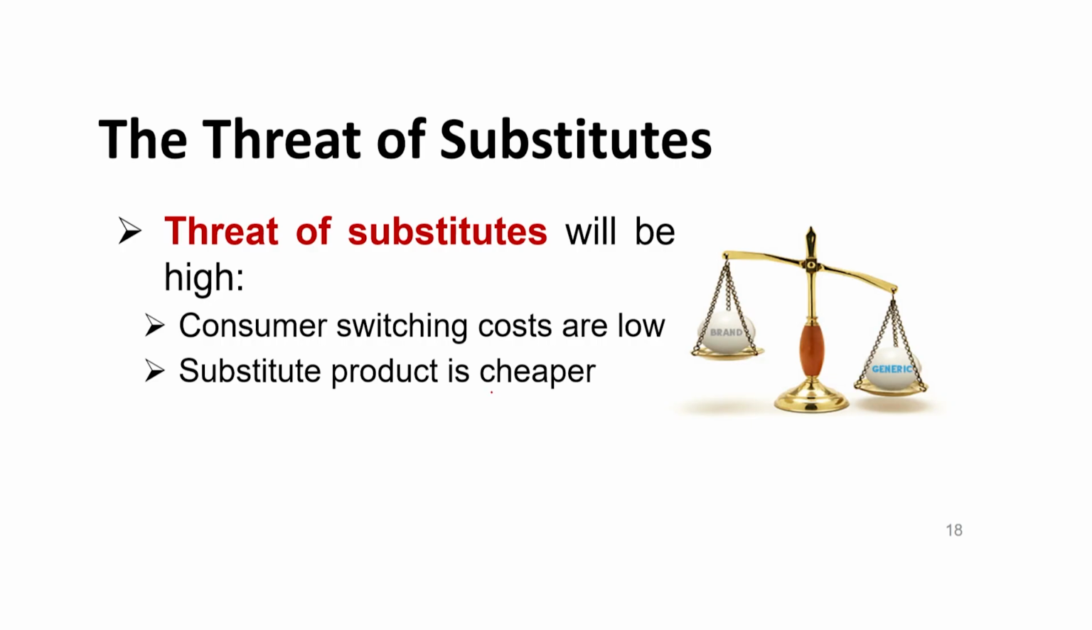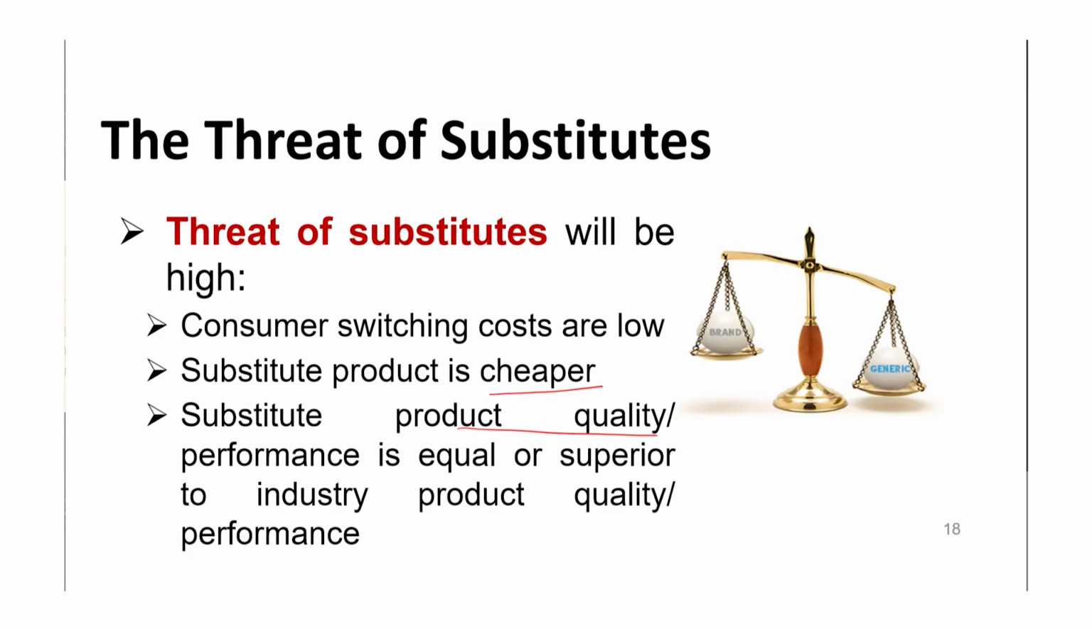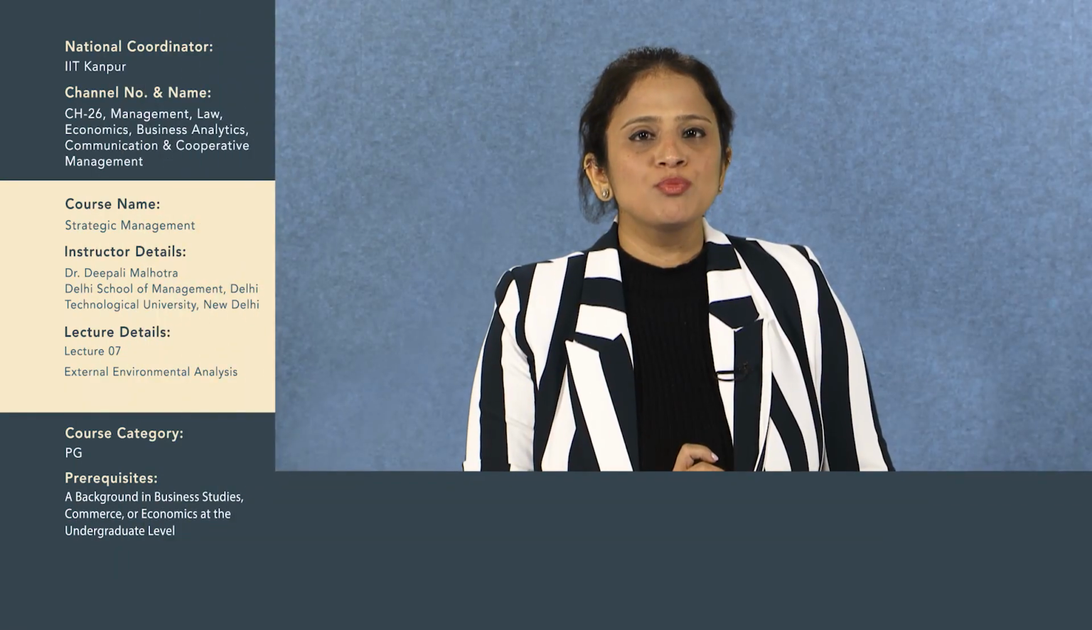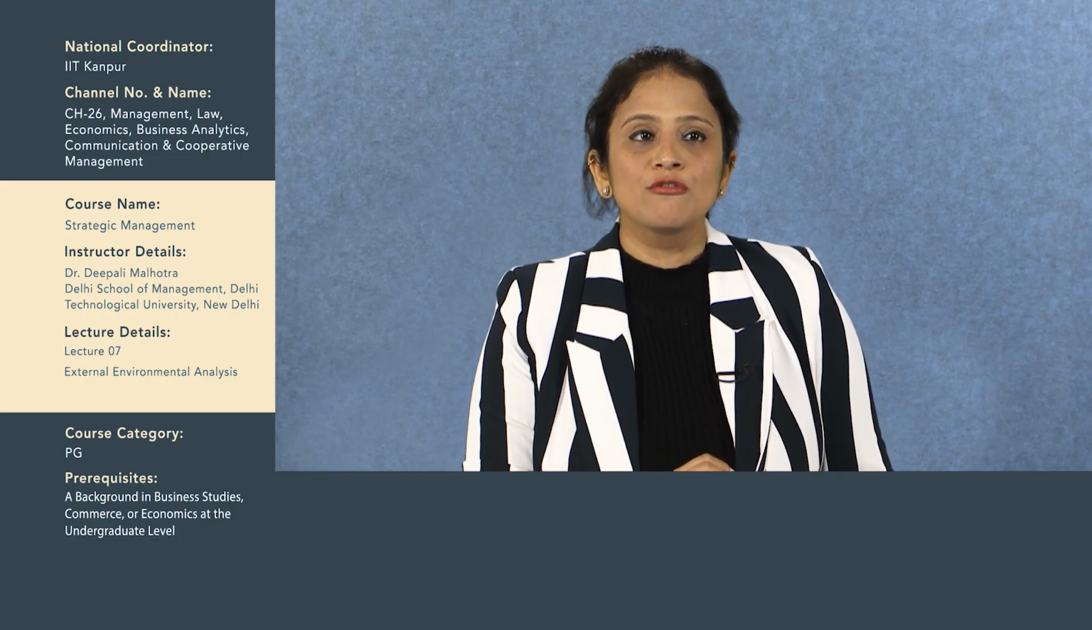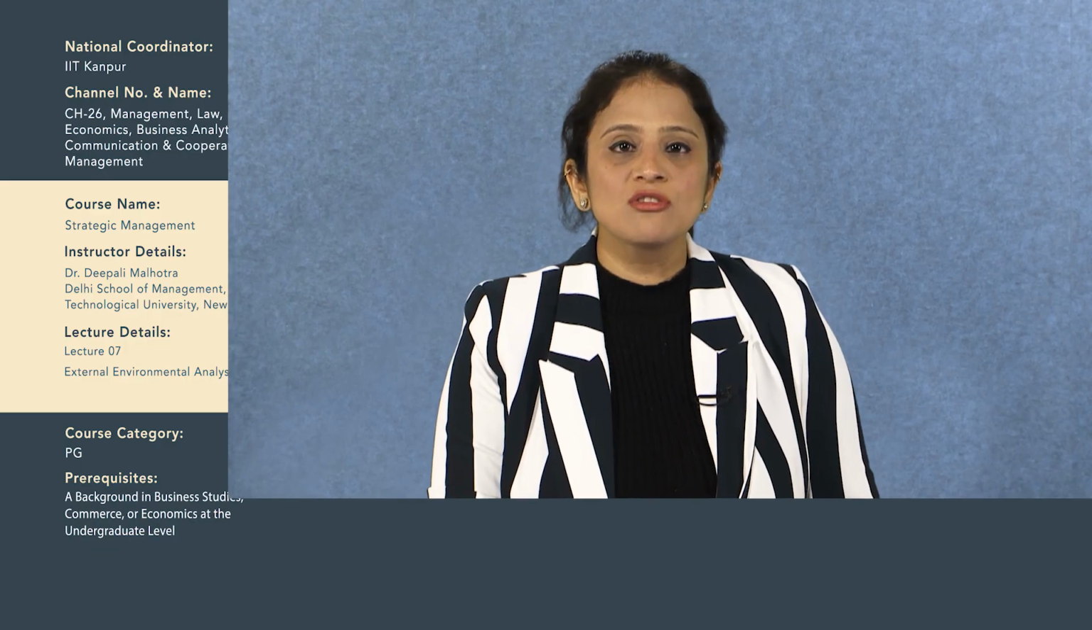Or when substitute product is cheaper and also it is of better quality. In all these scenarios, threat of substitute would be more. Let's take an example of newspaper company. Now, if you have noticed that newspaper price has not been much increased in last few decades, especially in line with rising inflation. Why? Because for newspaper companies, threat of substitute is very high. What is the substitute for newspaper? Maybe television or online news which is available.